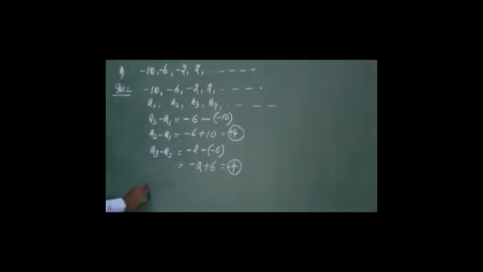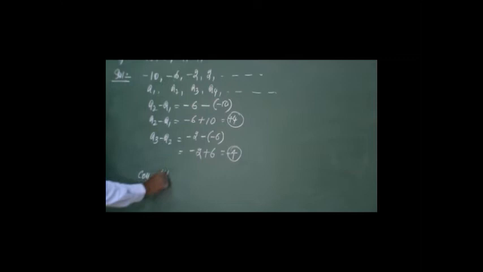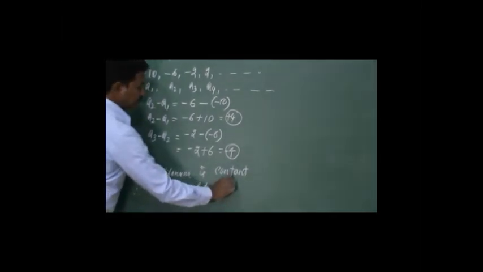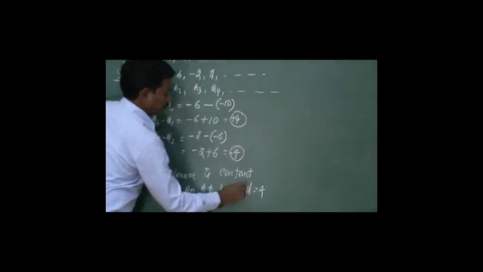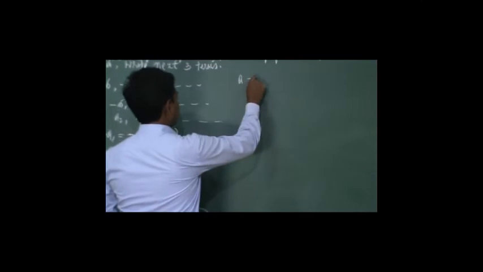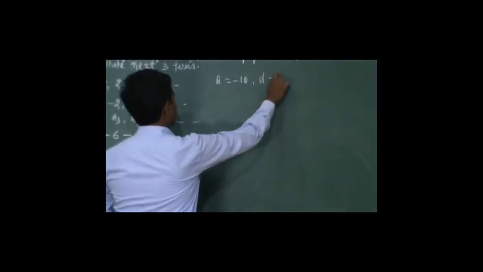So common difference is constant. Therefore, it is an AP with D is equal to 4. So according to the problem, if it is an AP, we have to continue with the question here. So write down the data again. A is equal to minus 10. D is equal to 4. So you have to find out the next 4 terms.